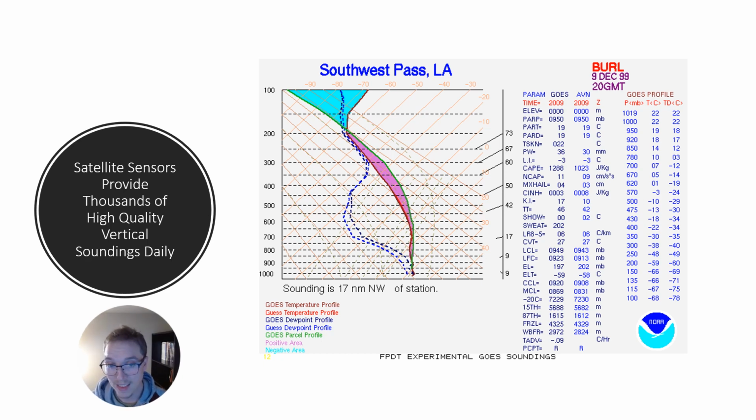Satellite sensors provide thousands of high-quality vertical soundings daily. So we've talked about soundings before. We're not really going to dive into them too much, but it's basically a way for us to pick apart the atmosphere through vertical slices, and look at temperature, dew point, and through that humidity. So we're basically able to see through the lower layer of our atmosphere, where weather really occurs within our troposphere, at different pressure levels, how these factors, temperature and dew point, for example, some of the prominent ones, are changing over time.